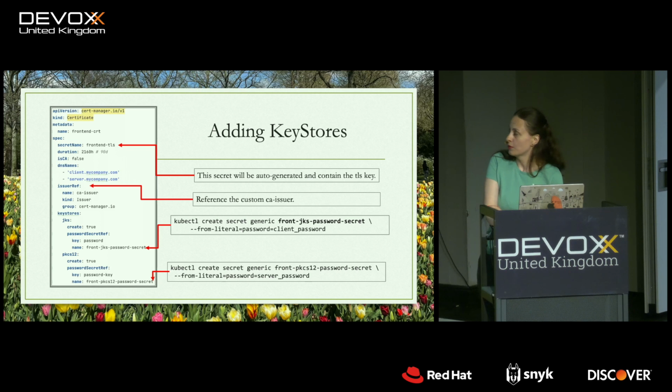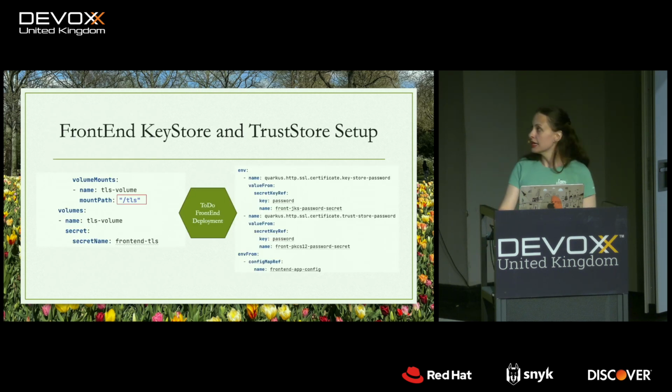How that looks now. Okay. Now the key store setup will look something like this. Okay, I'm going to mount my secret to volume TLS.